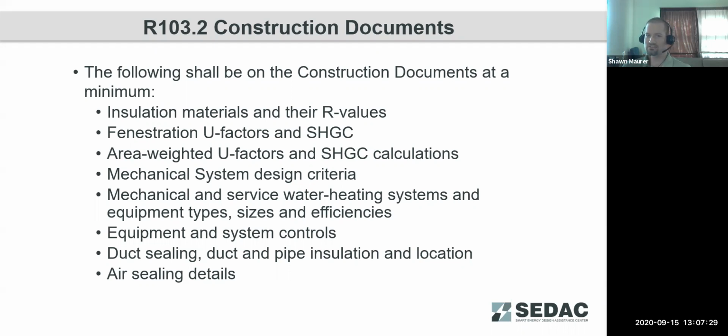Any mechanical system design criteria, sizing of the equipment, type of system needs to be listed. Mechanical and service water heating systems and equipment types, sizes and efficiencies. Equipment and system controls, so your thermostats and such. Duct sealing and duct pipe installation and location, and air sealing details. We'll step through these quickly.